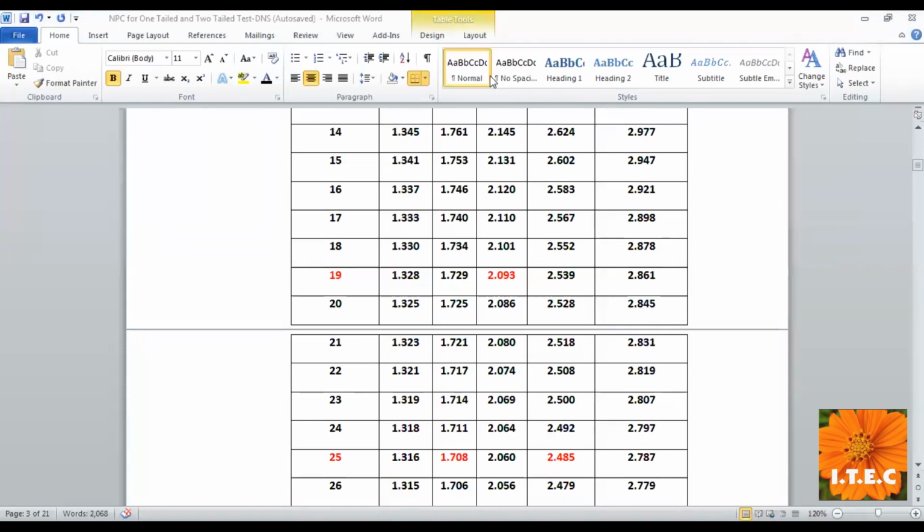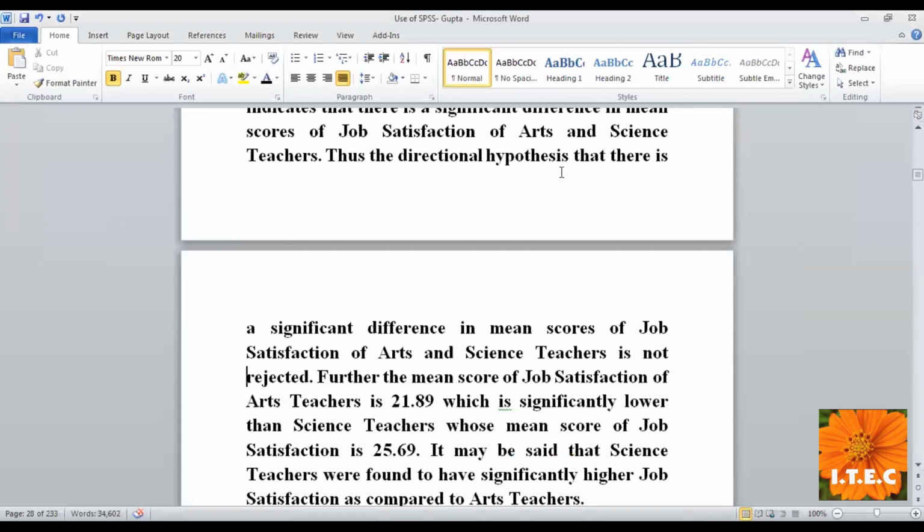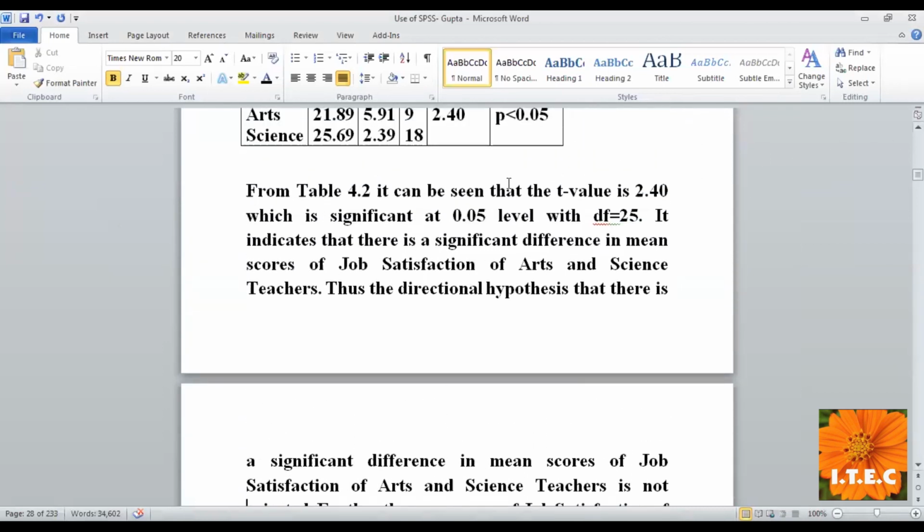Yes, Harsha, your answer is correct. Rawat, answer is correct. Rajak, answer is correct. Patnaik correct, Chauhan correct. So you have understood it. So therefore you have written it is significant at 0.05 level. You have already written.